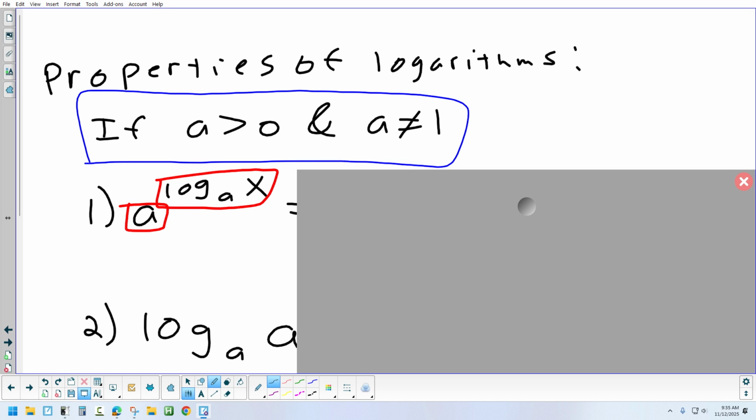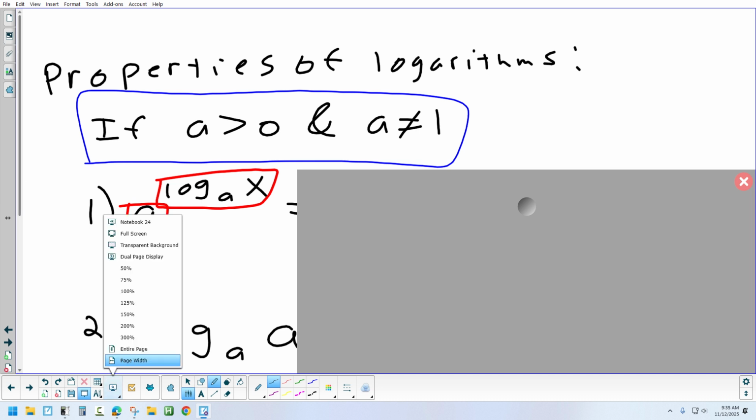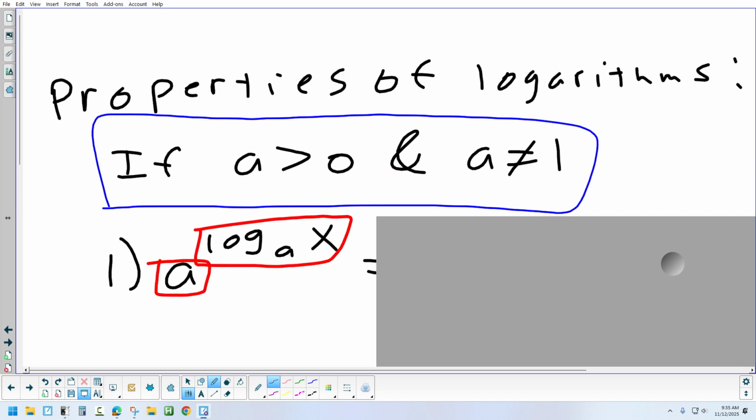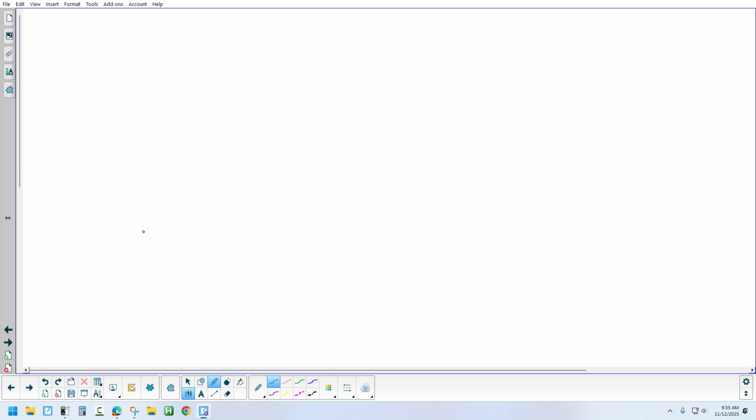So let's start with that one. A raised to the log base A of x. I want to see what that would simplify to. A raised to the log base A of x. First of all, is that exponential form or is that log form?